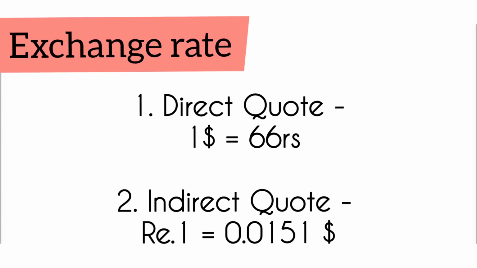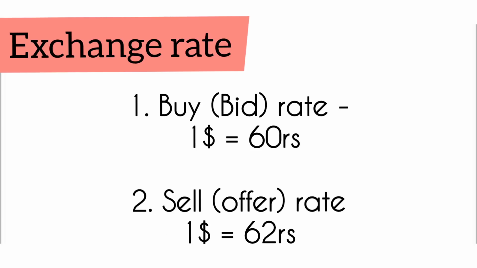That is, to buy 1 unit or 1 rupee, that is 1 Indian rupee, how much USD they have to pay? They have to pay 0.0151. So $0.0151 they have to pay to get 1 Indian rupee. So this is indirect quote, that is how many units of foreign currency you have to pay to get 1 unit of local currency. Okay.